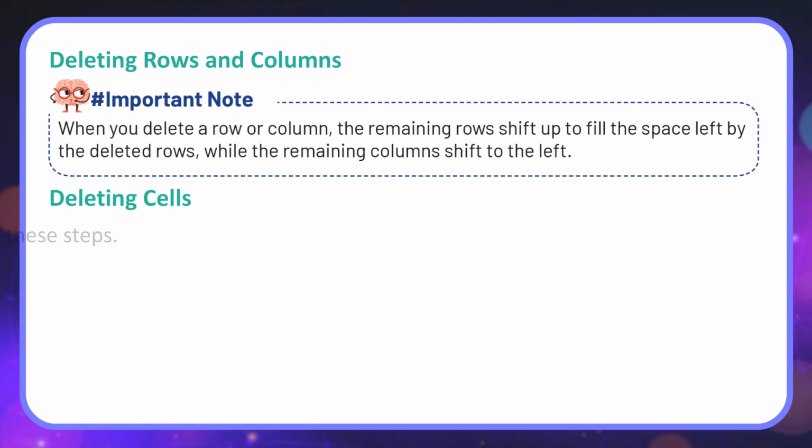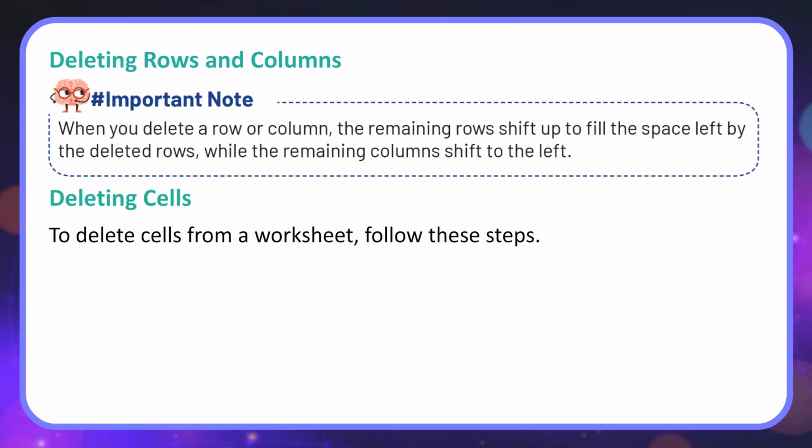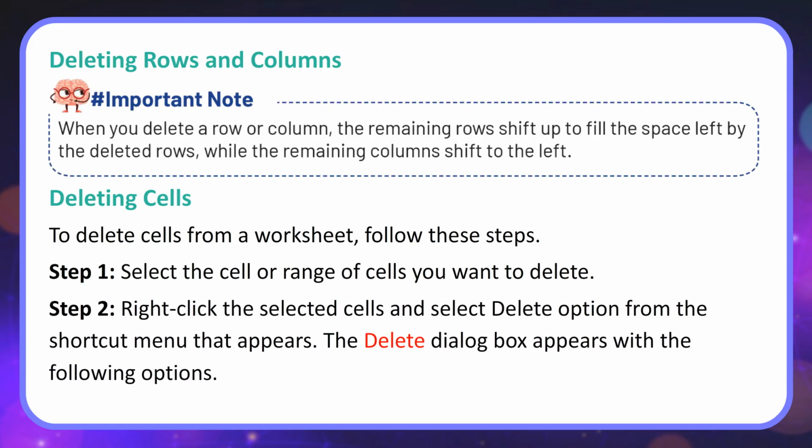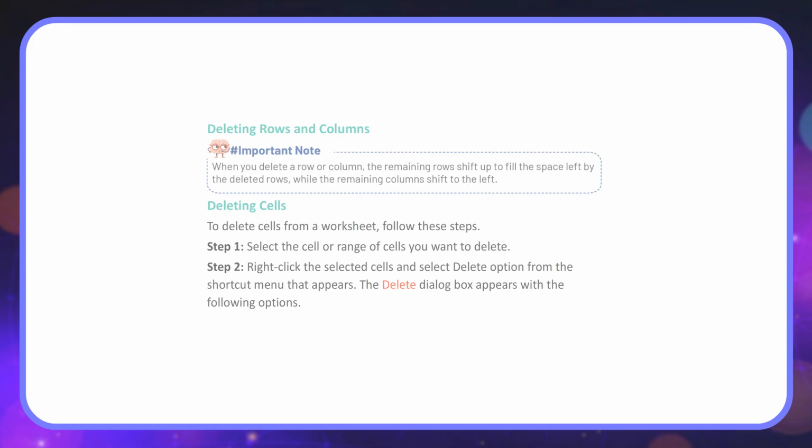Deleting cells. To delete cells from a worksheet, follow these steps. Step 1. Select the cell or range of cells you want to delete. Step 2. Right-click the selected cells and select Delete option from the shortcut menu that appears. The Delete dialog box appears with the following options.